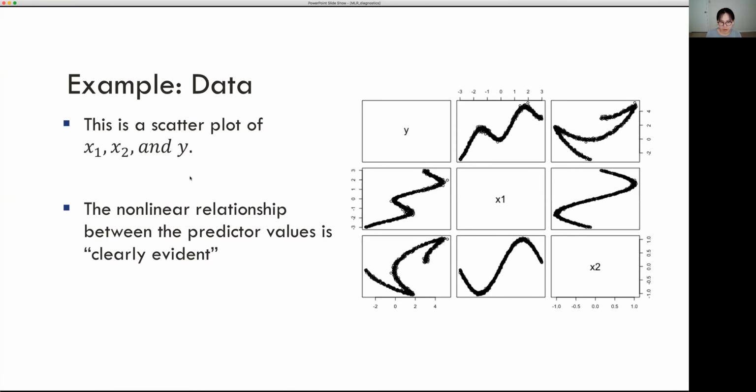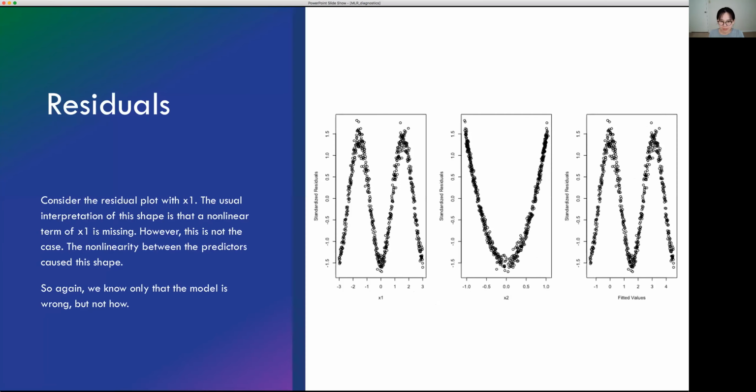And if we plot the residual, oh sorry, this is just showing you the data, like the y and x1 and x2, and what their relations look like. Well, it shows a very, very clearly non-linear relationship between the predictor values. And if we look at the residuals, we'll consider this one.